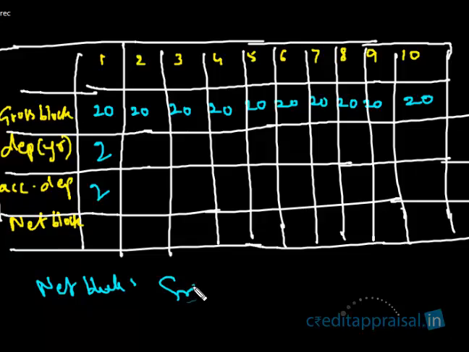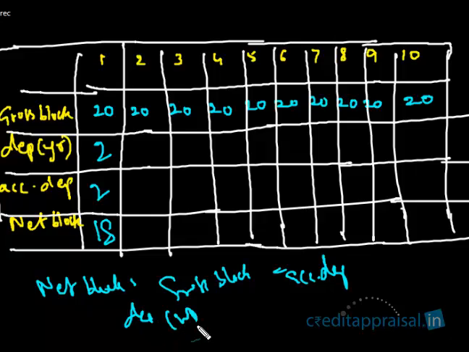And the net block is nothing but gross block minus accumulated depreciation. So this is 20 minus 2, this is 18. In the next year, we'll calculate depreciation. In the WDV method, depreciation is 10% of the written down value, that is the net block, not the original cost.